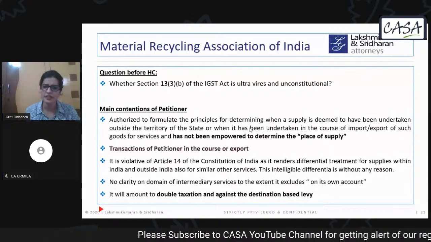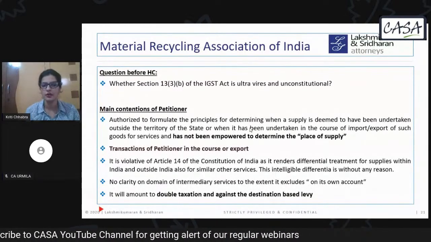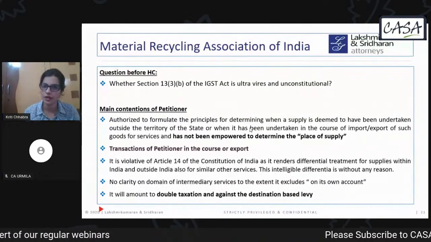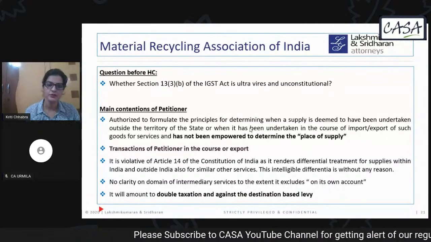Another argument he also made was that even the concept of intermediary is not very clear. What do you mean by 'on its own account'? How can someone provide trading services on its own account? Then he will become the trader himself. So what is the scope of intermediary? That is also not clear.